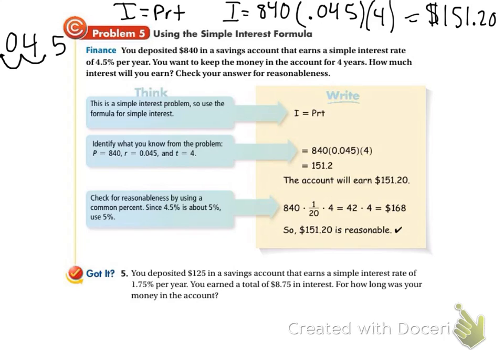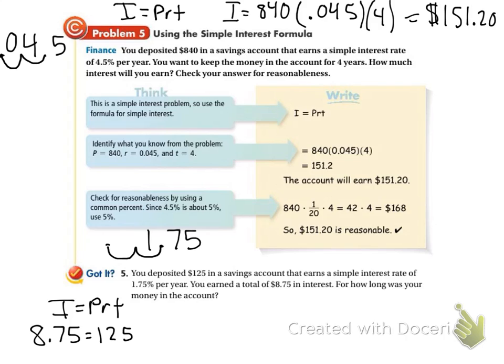So let's try our own. Again, I equals PRT. You deposit $125 into a savings account that earns a simple interest rate of 1.75% per year. You earned a total of $8.75 in interest. For how long was your money in the account? So this time we're going to solve for T. So I do know how much I made in interest. I know my I. So I plug in 8.75 equals the amount of money that I put in, my P, is 125. I need to write my percent as a decimal. So right now it's 1.75%. If I move my decimal 2 spots and put my decimal there, I get 0.0175, and that's what I plug in for R. And I'm solving for T.